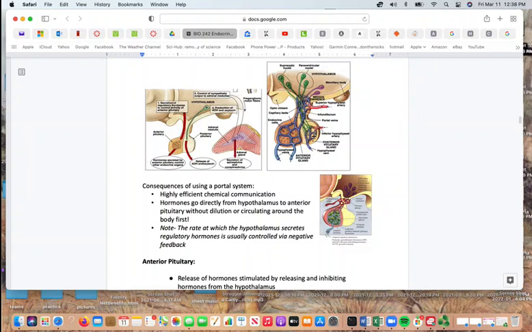With the anterior, it's going to use a portal system, which is a very efficient way of having chemicals communicate. The hormones are going to go directly from the hypothalamus to the anterior pituitary, and it does this without dilution or circulating around the body first. So that's what a portal system does, it's going to take blood flow directly from one location to another. Normally, blood flow is going to go to an organ and then back to the heart, and it diffuses throughout the body. By taking it from one organ to the second stop, it's going to make it more efficient.